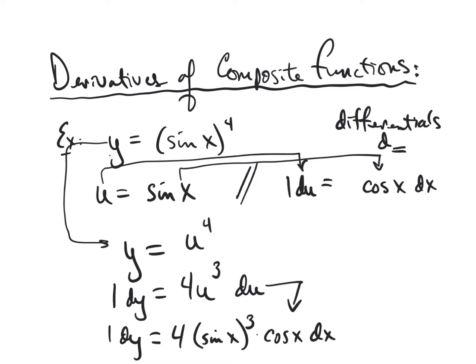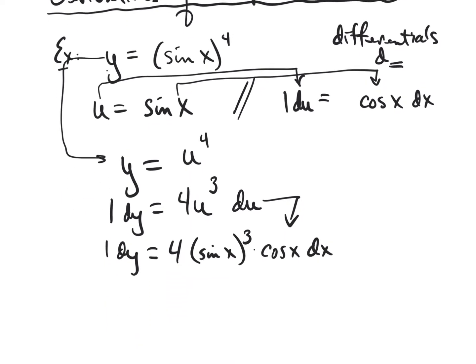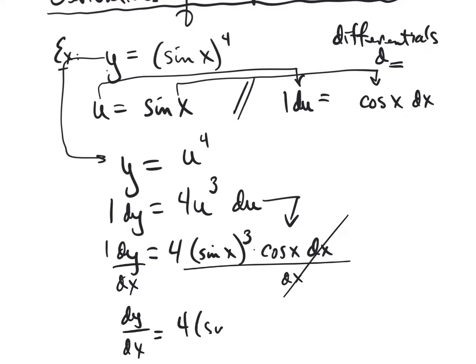You can see du is equal to cosine of x dx. If we just take one little algebra step, which is dividing both sides by dx, on the right-hand side, the dx's cancel, but on the left, we have dy dx equals 4 sine of x to the third times cosine. And we have one of our basic notations for derivative right here. We have dy dx, one of our basic ways in which we've expressed a derivative.